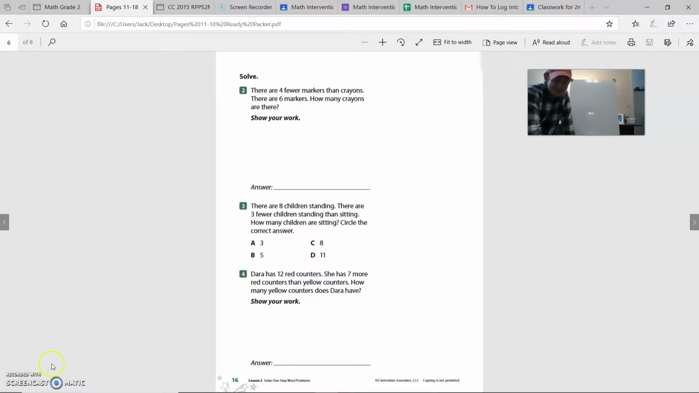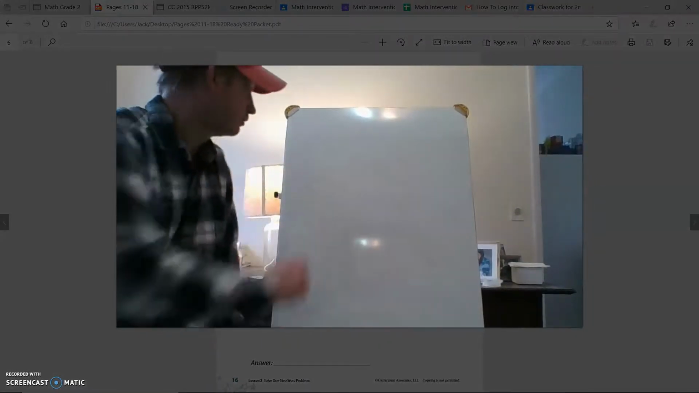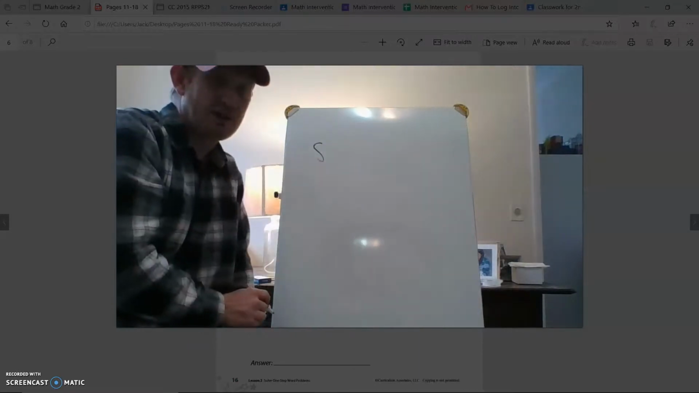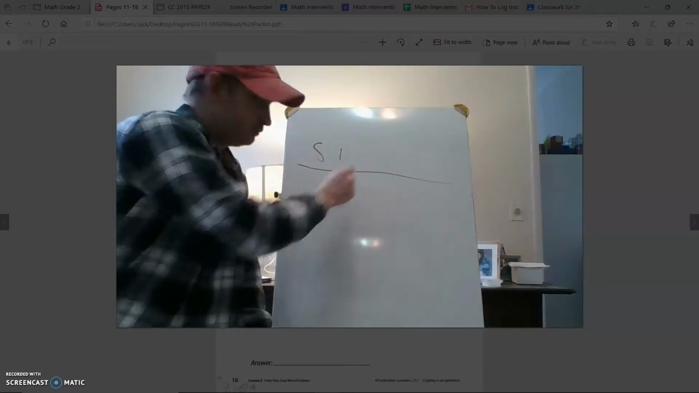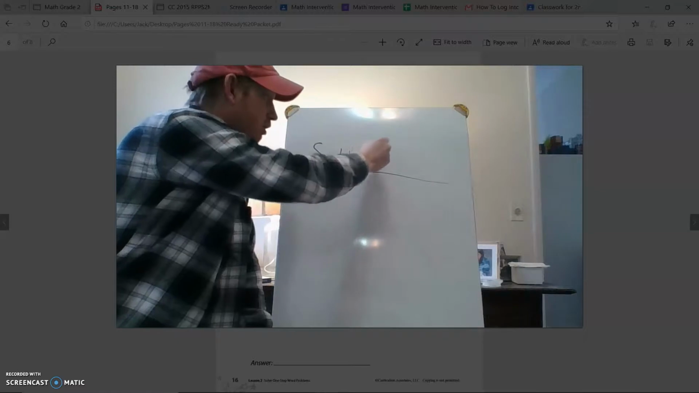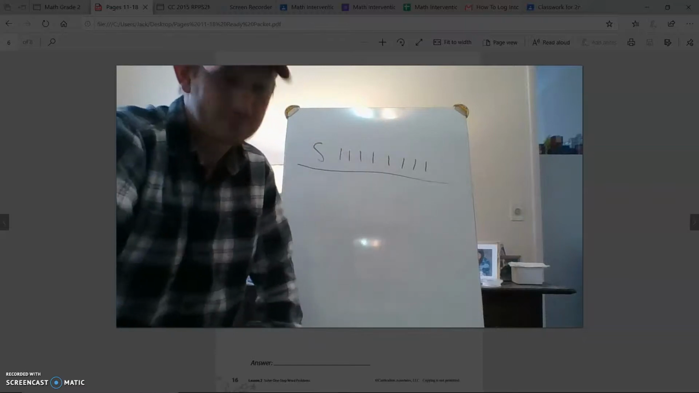Question number 3 says, there are 8 children standing. There are 3 fewer children standing than sitting. How many children are sitting? Circle the answer. Well, I'm going to draw a picture. So, first thing I know is that there are 8 children standing. I'm going to make a little S so that I know that these are my standing children. And they are 1, 2, 3, 4, 5, 6, 7, 8.